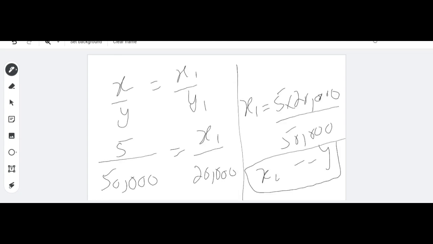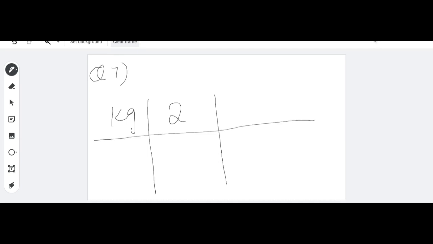So this is question number 7. So the data is the amount of sugar in kg. The amount of sugar in kg, that is the given value, is 2, and the number of crystals in 2 kg are 9 multiplied by 10 power 6.